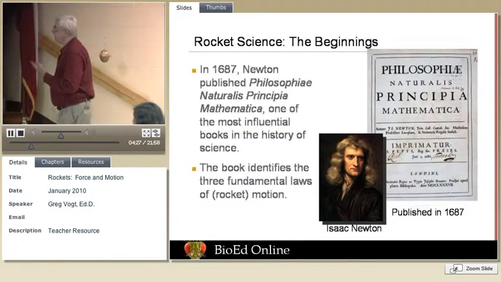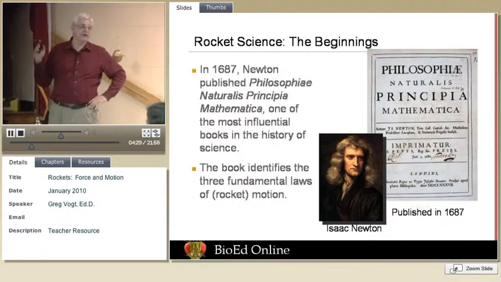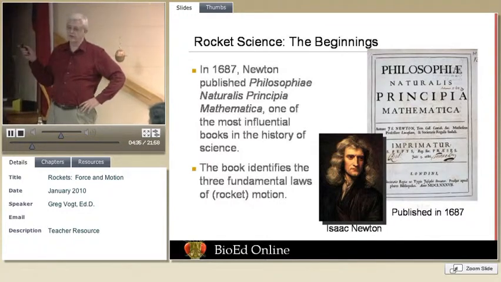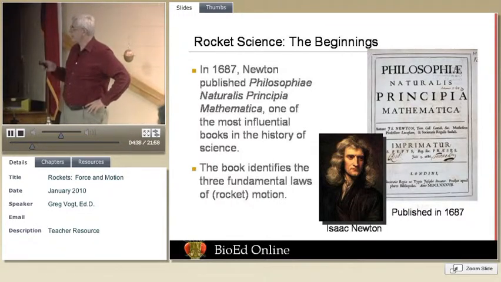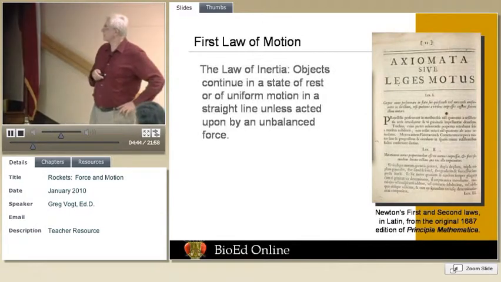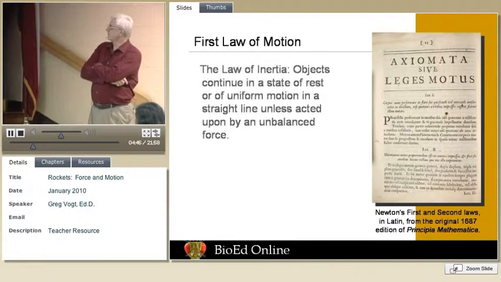Isaac Newton followed along. He came up with what people really call the greatest science book ever. And don't bother trying to read it unless you can find a translation. It's all in Latin. His book came up with the three fundamental laws of rocket motion. So we're going to see about those three laws. Get ready for launch. Here we go. That's his book. They call it Principia.